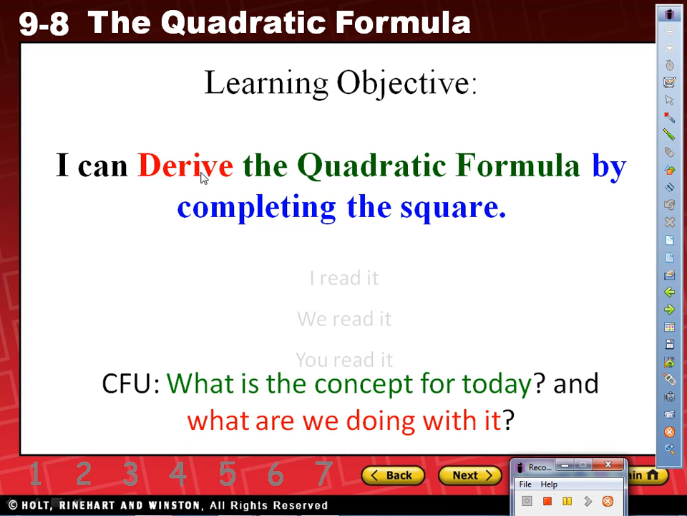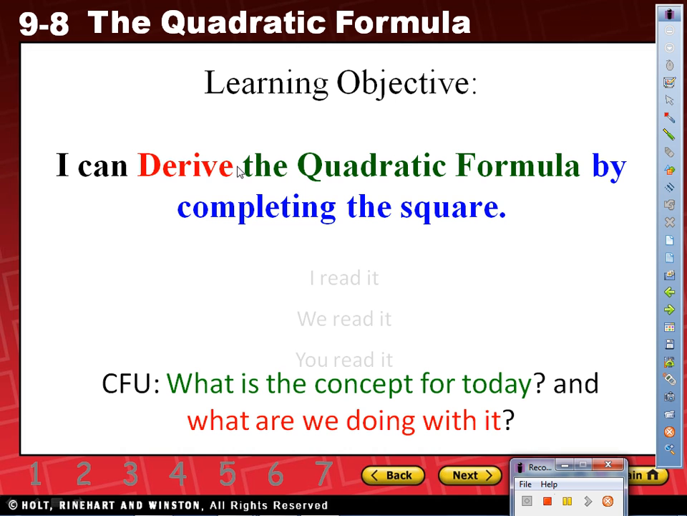The word derive means to develop or to create. Develop or create. Now, you're saying, but we already know it, Mr. Q. I know. You know it by memory, but do you know how to create it? Do you know where it comes from? Remember, I said this year was the year of the why, right? We're going to answer that question. Where does that come from?